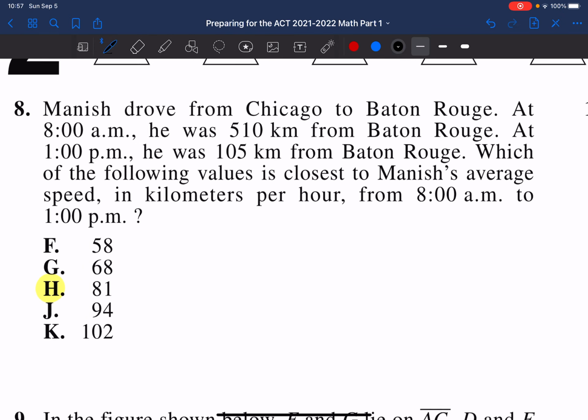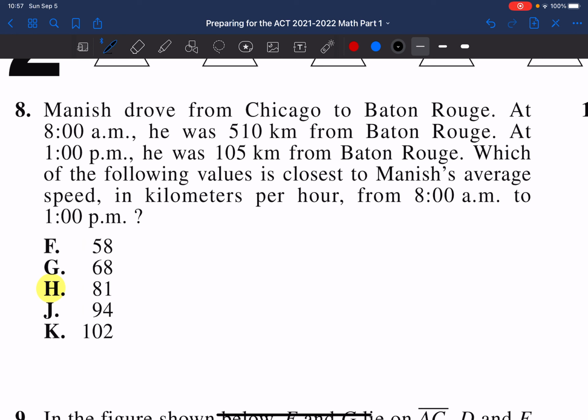So number 8. Manish drove from Chicago to Baton Rouge. At 8 a.m., he was 510 kilometers away. At 1 p.m., he was 105 kilometers from Baton Rouge. So which of the following is closest to his average speed in kilometers per hour?